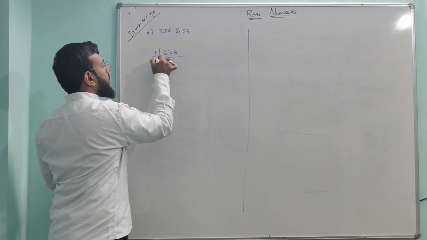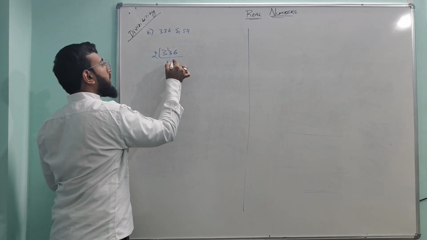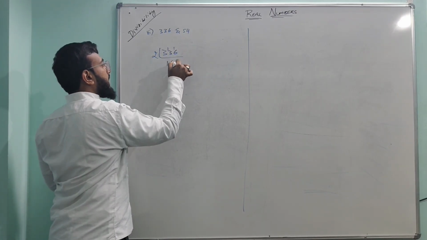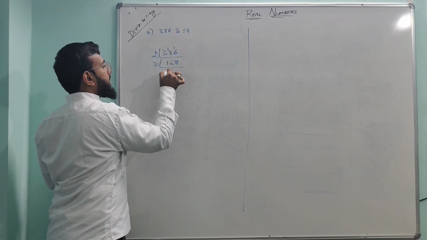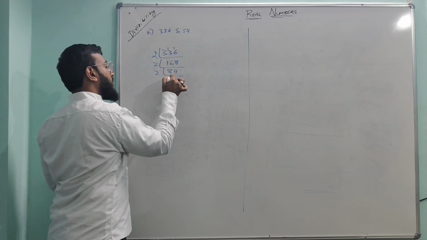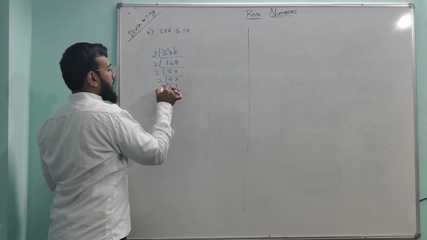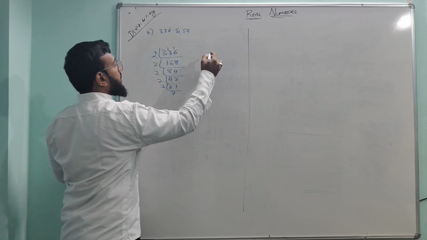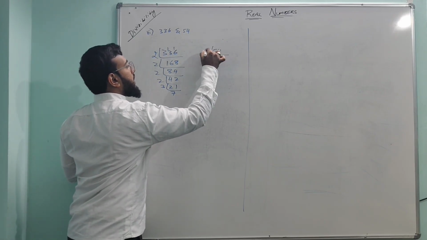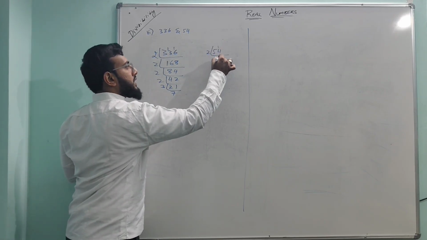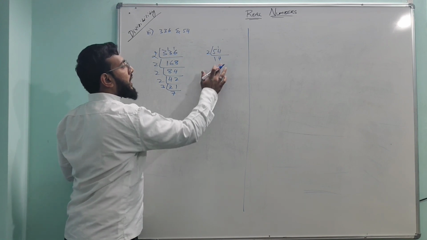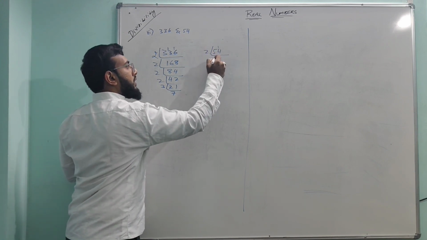336. 2 1s are 2. 2 6s are 12, 1 carry. 2 8s are 16. 2 4s are 8. 2 2s are 4. 2 1s are 2. 3 7s are 21. 7 is not used. How will we solve 54? 2 1s are 2, 1 carry. 2 7s are 14. I mean 2 2s are 4, 1 carry.